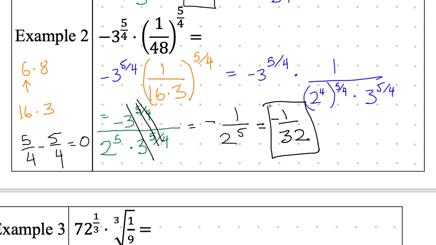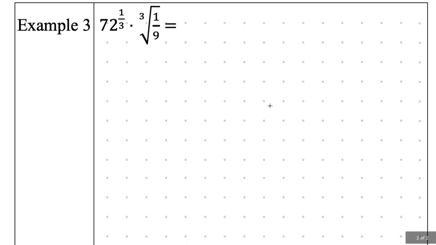I'm going to try to do as many different types of examples as possible so that you can see as many types as possible. Thank you. Example number 3. 72 to the power of 1/3 times the cube root of 1/9.